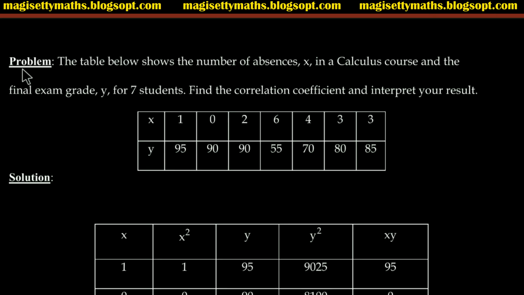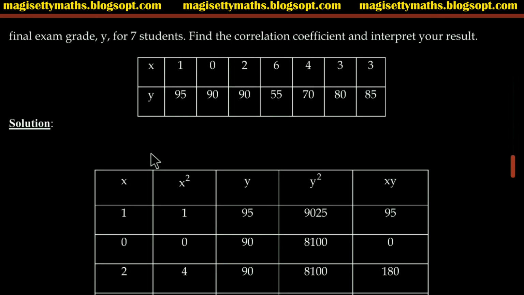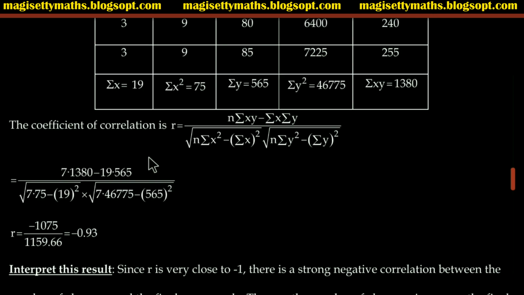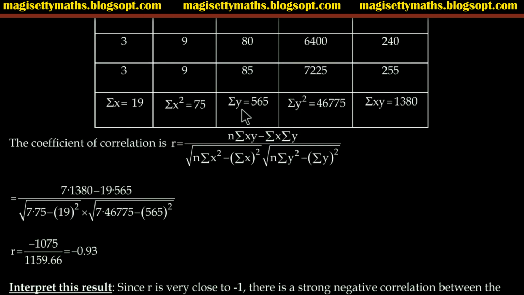Now coming to the next problem: the table below shows the number of absences X in a calculus course and the final exam grades Y for 7 students. Find the correlation coefficient and interpret your result. Given the absences of the students X and Y their grades. So to evaluate the correlation coefficient, we have to find summation x square, summation y square, and summation xy.